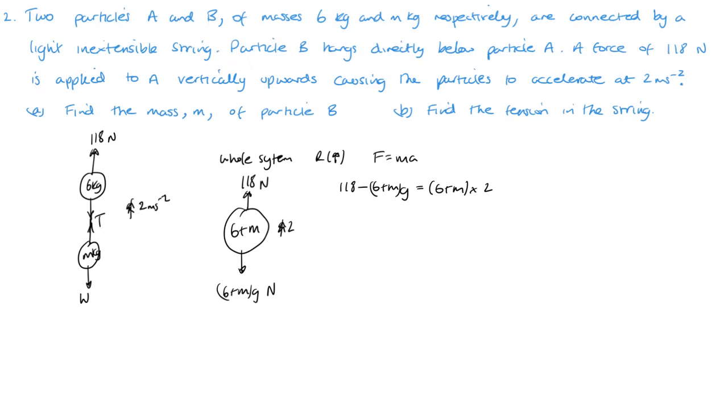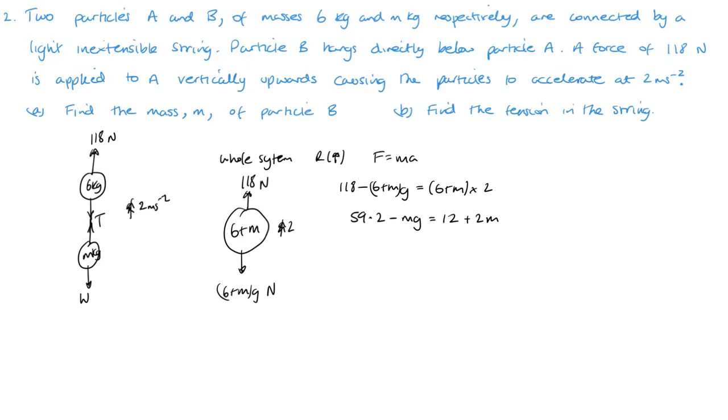Okay, so what I need to do is just now sort this out. So 118 minus 6g is going to give me 59.2 minus mg equals 12 plus 2m.